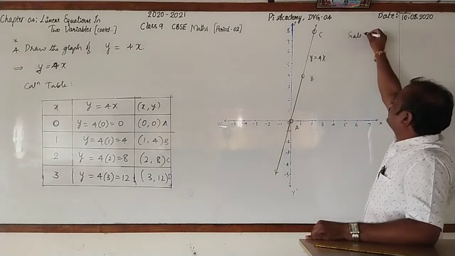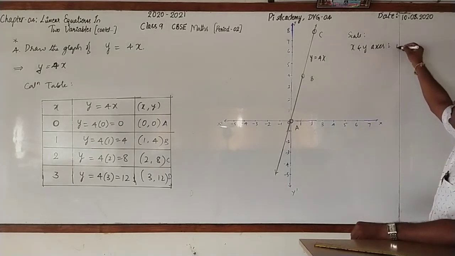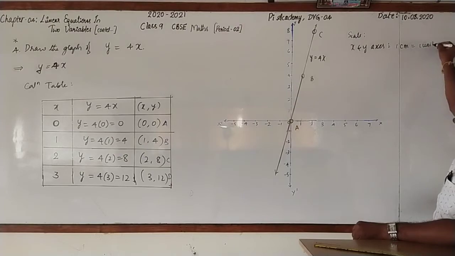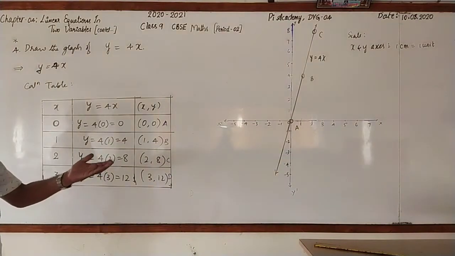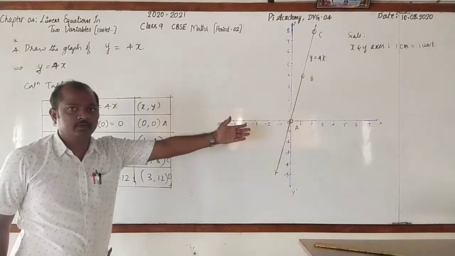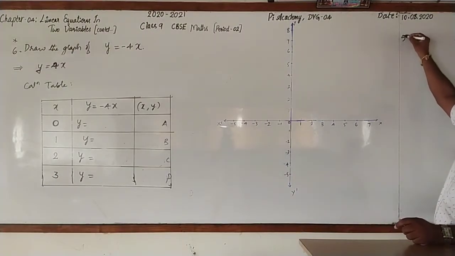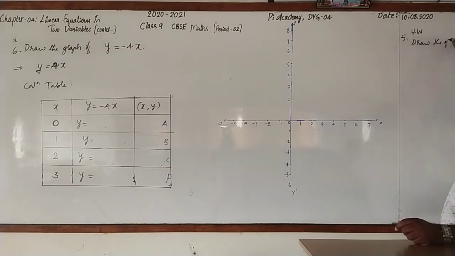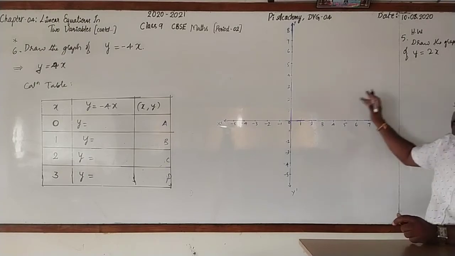Here I'll write the scale for x and y axis. It is 1 centimeter is equal to 1 unit. Followed? Hope that you might have drawn with me. If not, you just go for drawing it. Dear students, I will give you the fifth one as homework. That is, draw the graph of y is equal to 2x. You can do this one. Then after that, you should go through the sixth one.